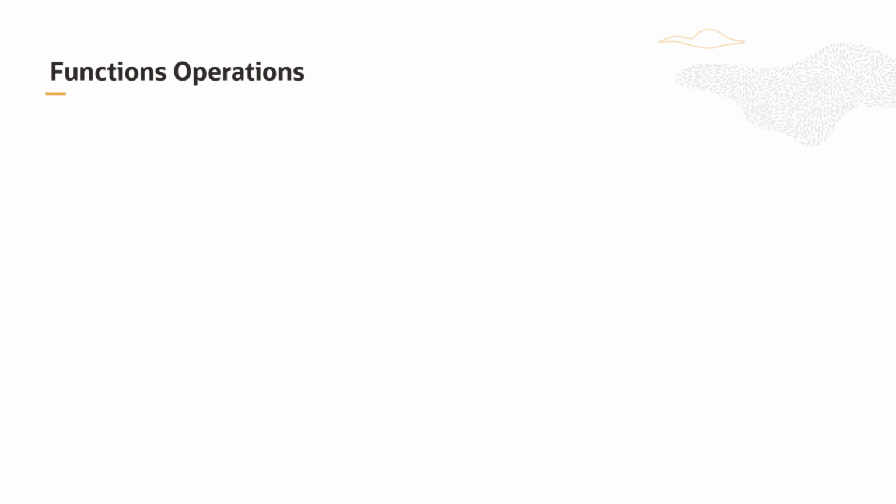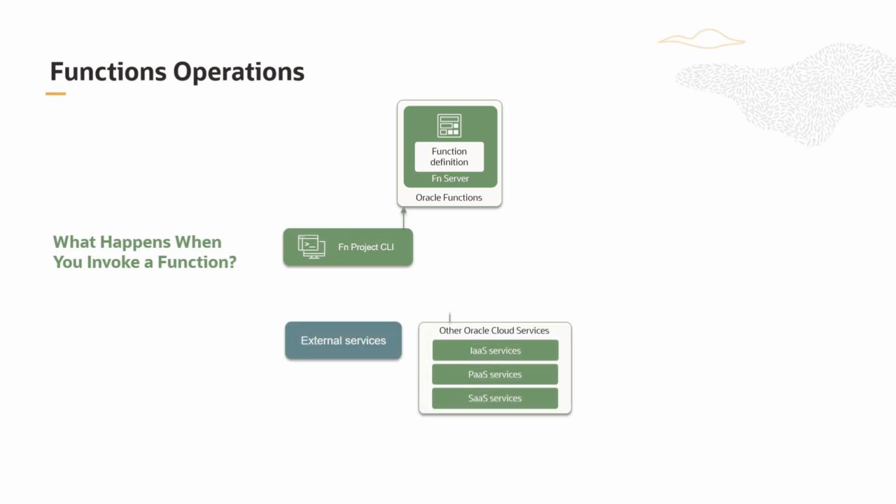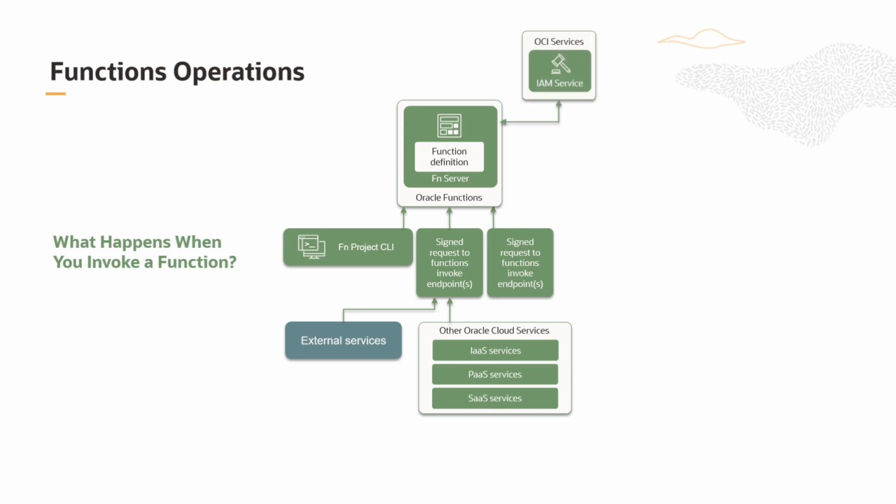Let's walk through the process of invoking a function in OCI functions with the help of a diagram. Functions can be invoked using various methods, including the FN project CLI, Oracle Cloud Infrastructure SDKs, signed HTTP requests, and triggers from other Oracle Cloud services or external sources. When a function is invoked, OCI functions first verifies the request with the IAM service to ensure proper authentication and authorization. If the request passes these checks, it proceeds to the next step.